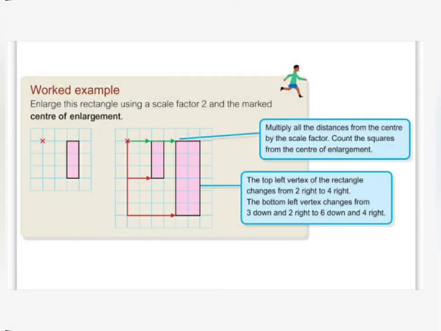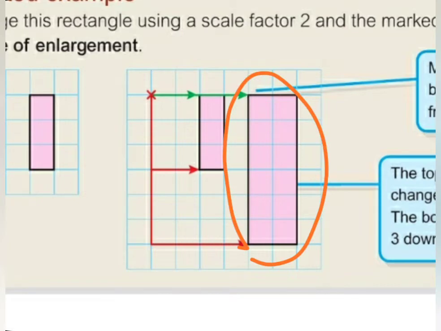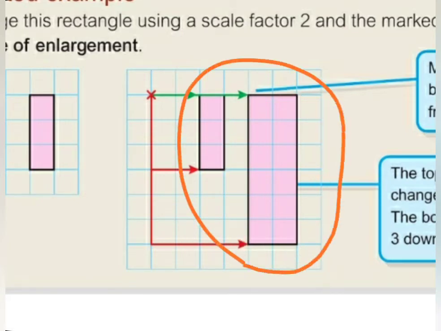Now here in this worked example, we have a positive scale factor, which is 2. A positive scale factor will put the image, which is this one, the shape and its image or enlargement, at the same side from the center of enlargement. So, a positive scale factor, this is very important to know, will put the image and the shape in the same side from center of enlargement. This is so important.